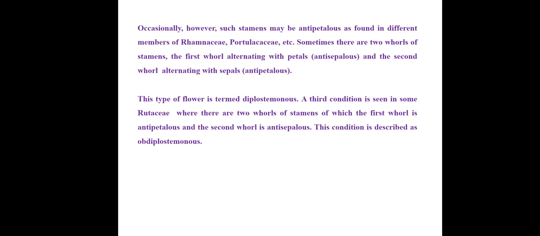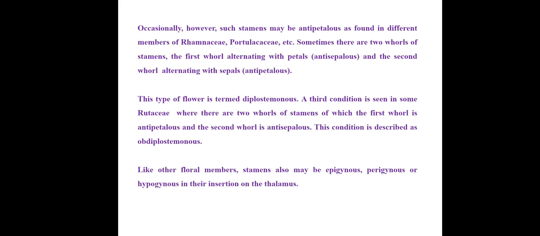Whereas the third condition is seen in some Rutaceae members, where there are 2 whorls of stamens, of which the first whorl is antipetalous and the second one is antisepalous. This condition is described as obdiplostaminous. So these are the very peculiar characteristics of arrangement of stamens.